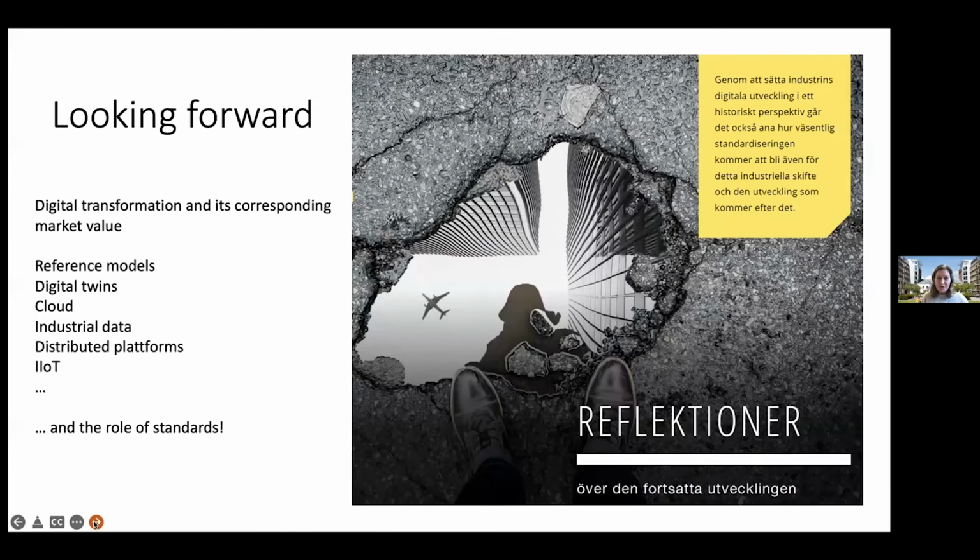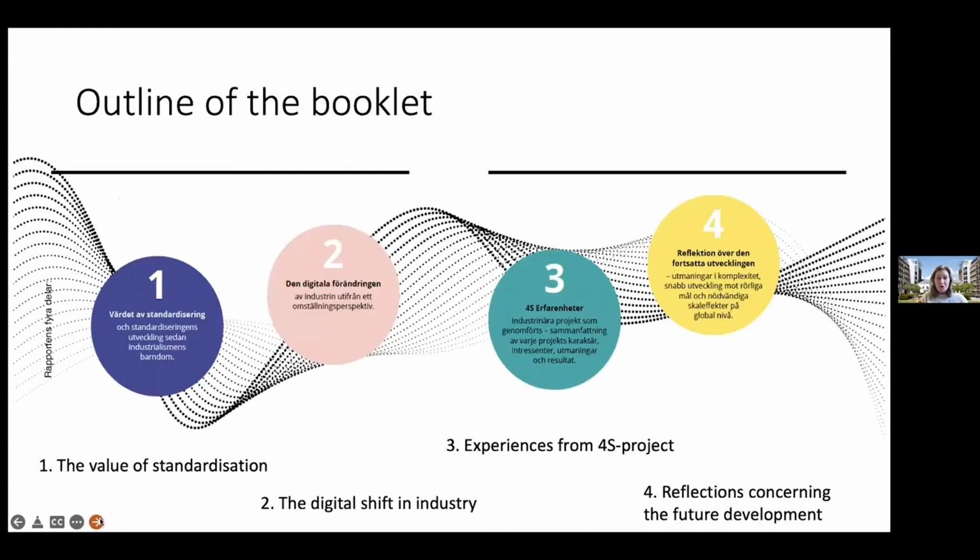And then in the booklet, there is also some reflection and looking forward. In that chapter, it talks about the digital transformation and its corresponding market value. It speaks about some technological trends like concepts we heard here, reference model, digital twins, clouds, industrial data, etc., etc. And in association with that, also the role of standards.